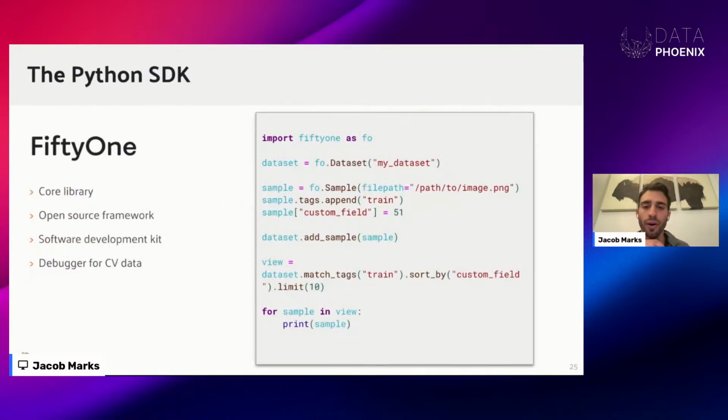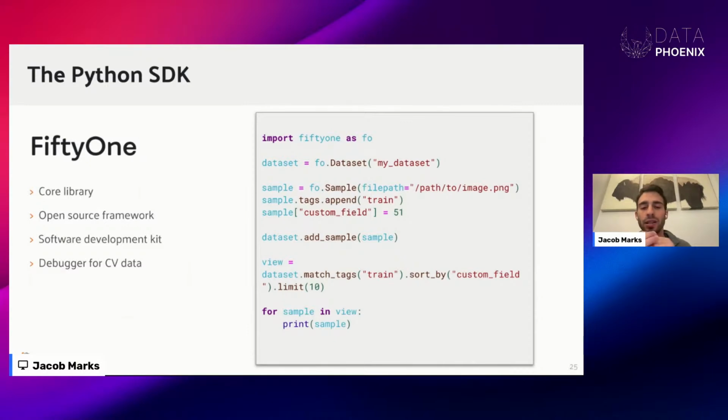Now, everything I've shown you so far is via a UI, so it was all in the 51 app, and you were able to manipulate your data set by sliders and by clicking on buttons. The flexibility that enables all of that is made possible by the 51 Python software development kit. So everything in the app is kind of a wrapper or interface for the 51 Python query language, the Python syntax, which is essentially the core library, what you might hear referred to as the open source framework, or you can think of it as a debugger for your computer vision data.